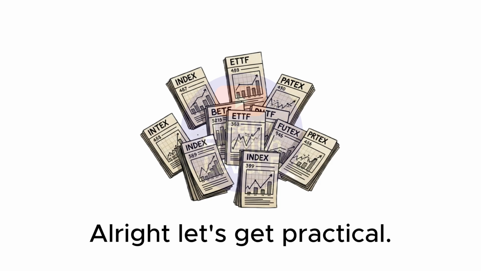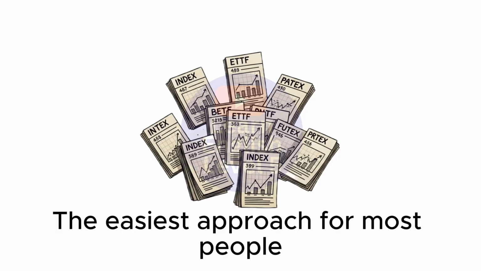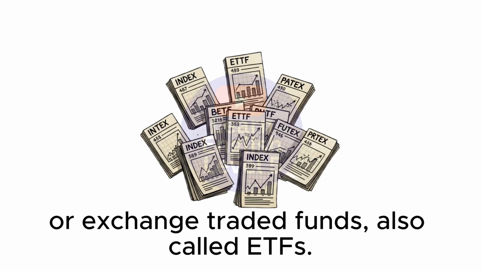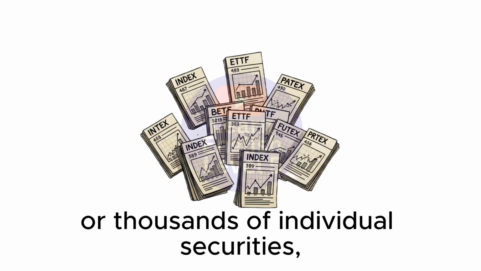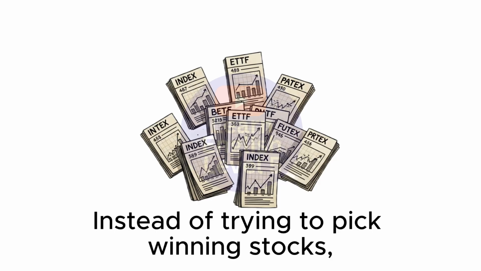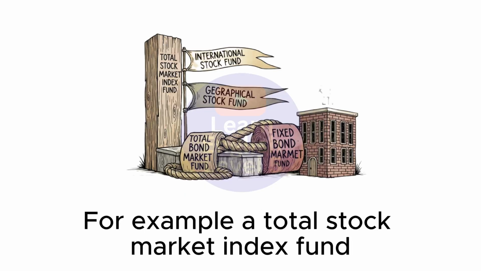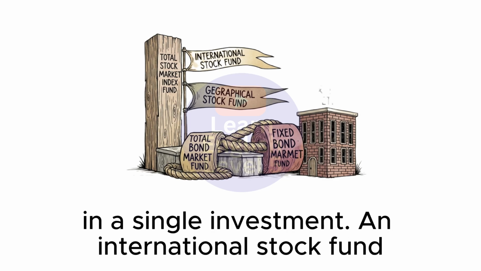All right, let us get practical. How do you actually build this portfolio? The easiest approach for most people is using low-cost index funds or exchange-traded funds, also called ETFs. These are funds that hold hundreds or thousands of individual securities, giving you instant diversification. Instead of trying to pick winning stocks, you simply buy funds that track broad market indexes. For example, a total stock market index fund gives you exposure to thousands of companies in a single investment.